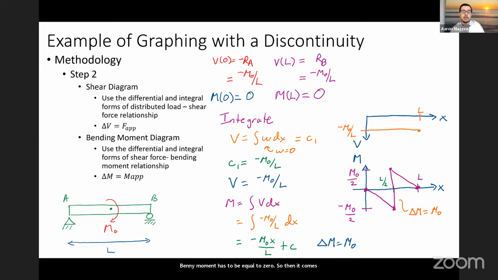Any questions on this? But this is an interesting point, that we can have a jump in the moment, but there's no discontinuity in the force.